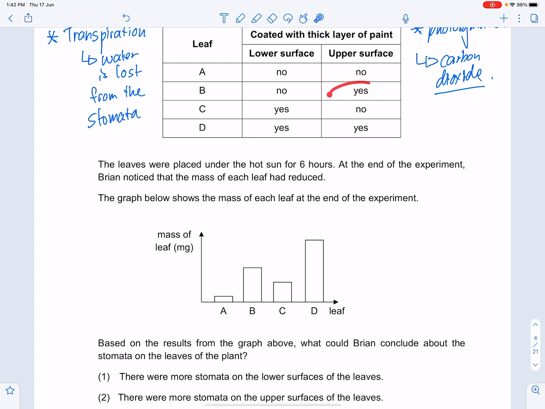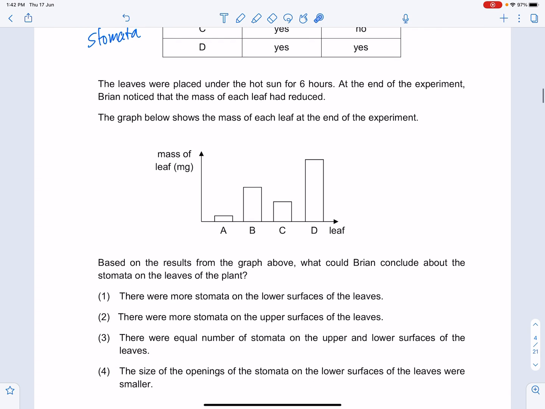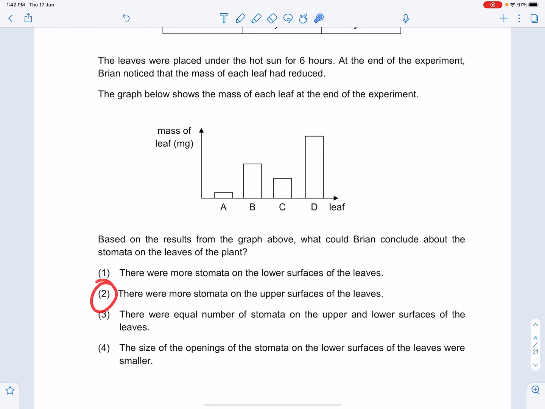Because, as you can see, for B, when the top surface was blocked, the amount of water loss is actually less compared to C. Now for D, when both are blocked, the mass of the leaf was the highest because least water could be lost from the leaf. So the leaf itself had the water mass. So looking at such, number 2 is the answer, whereby it stated that there were more stomata on the upper surface of the leaves. Okay?